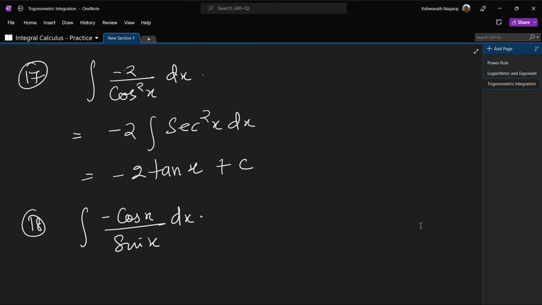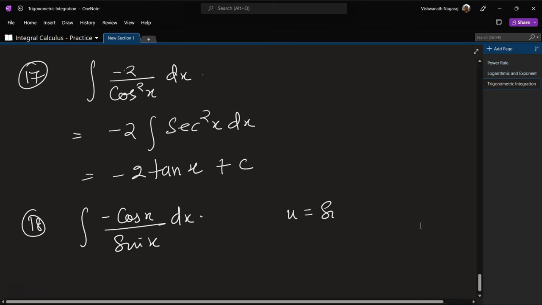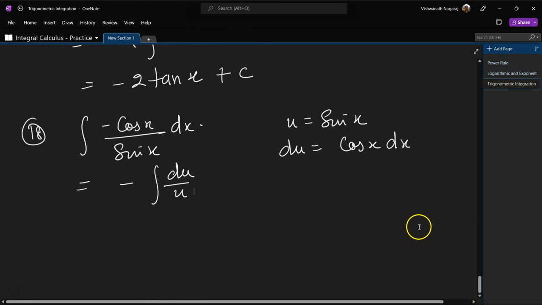So if we take u as sin x, du becomes cos x dx, right? So which means we can write this as cos x dx is du by u. So that means what? This is natural log of absolute value of u, which means it is minus natural log of sin x plus c.